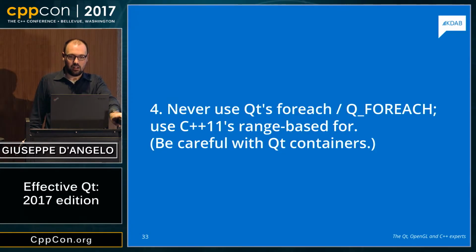Okay, let me add another nail in the coffin about implicit sharing, which has to do with iteration of the containers. So Qt has something called foreach, or Q_FOREACH. That's its own version of iterating over a container. Just don't use it. In C++11, we got something better, which is called the range-based for. Just be careful about how to use it. And let's see why.